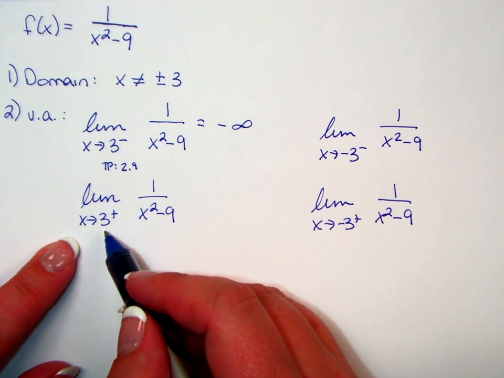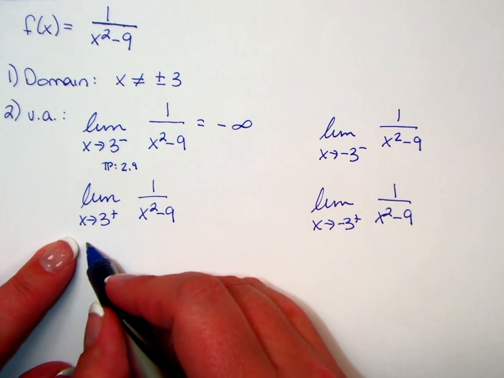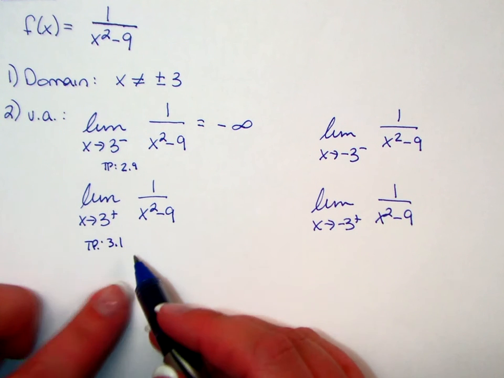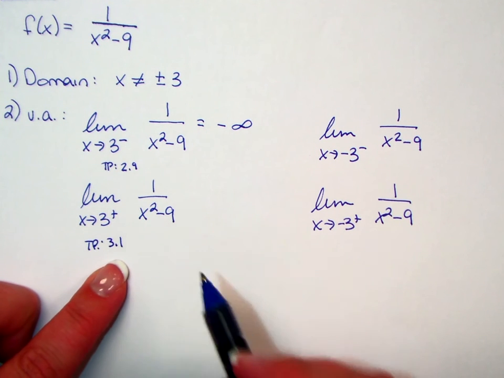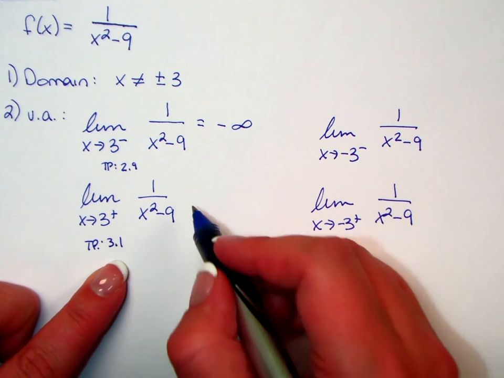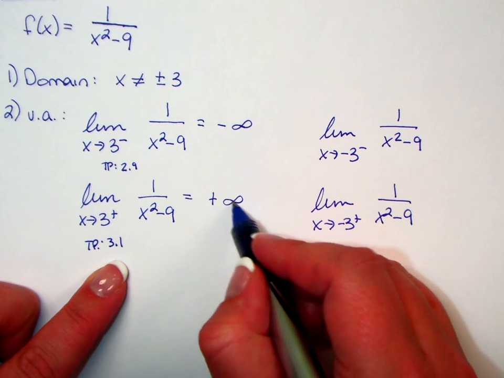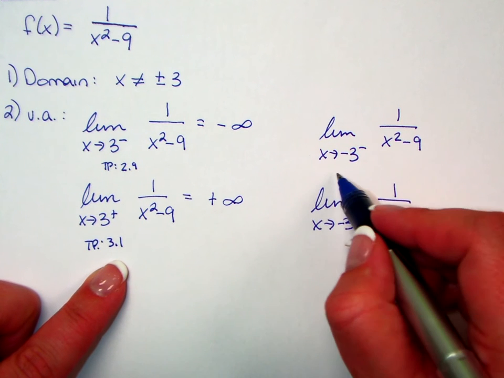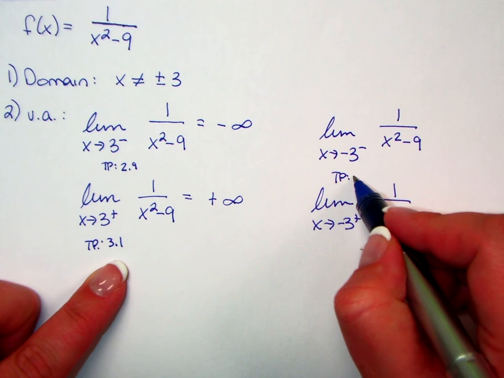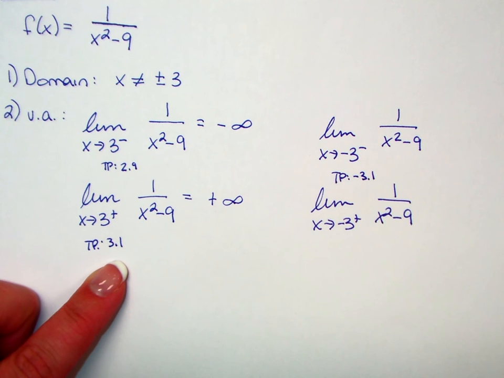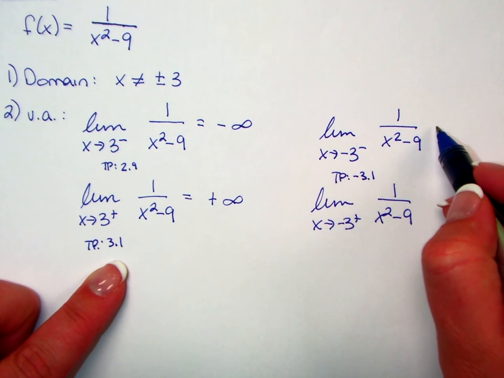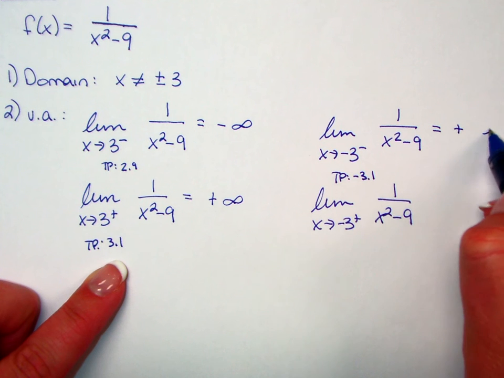If I pick a test point greater than 3, like 3.1, when I square 3.1, it's going to be more than 9, so a bigger number minus 9, this is going to be positive infinity. A test point on the negative side of negative 3 would be negative 3.1. Again, when I square this, it's going to be bigger than 9. So the answer is positive infinity.